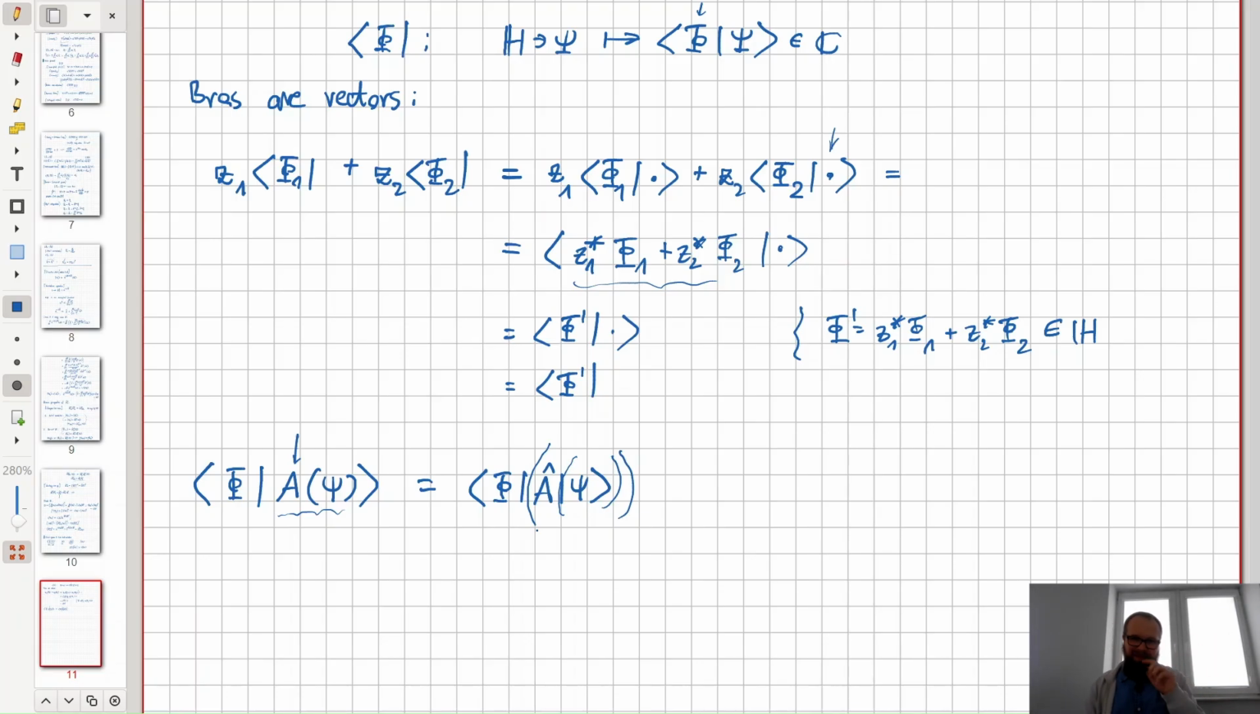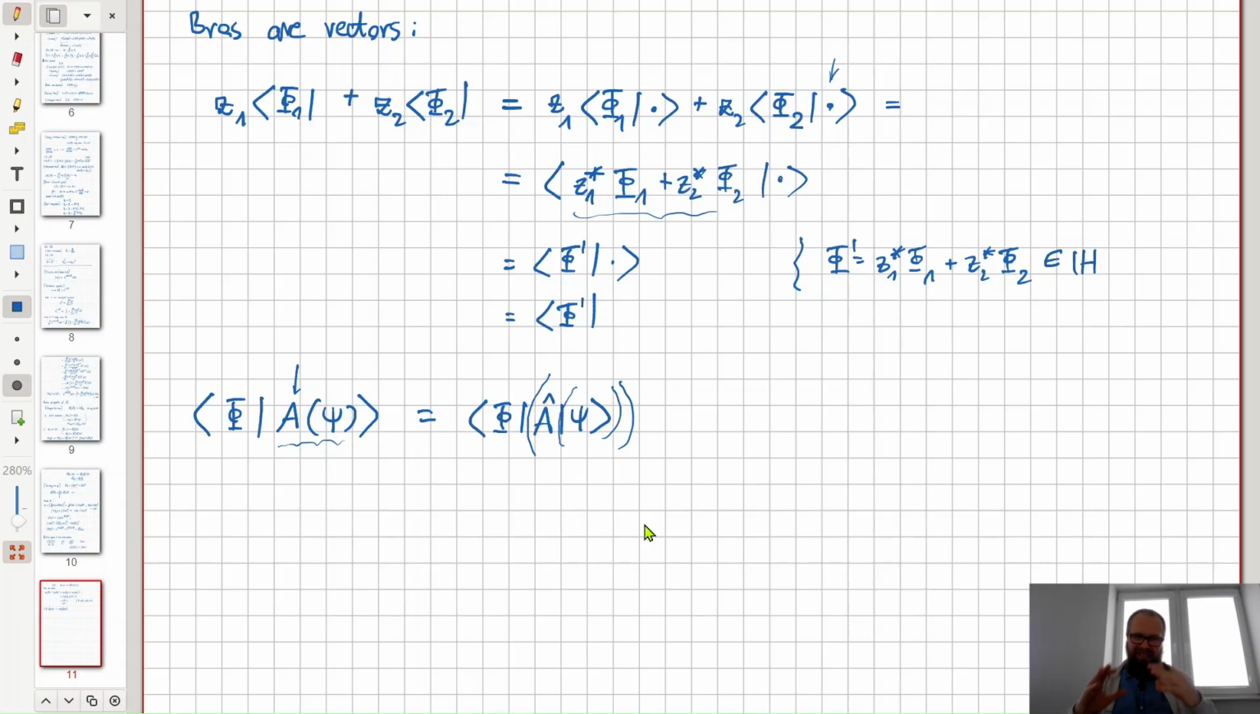Maybe it's nothing spectacular at this point, but wait a bit, because this is bra-ket, but there is also ket-bra, right? There's so much good stuff that comes from this way of writing this.